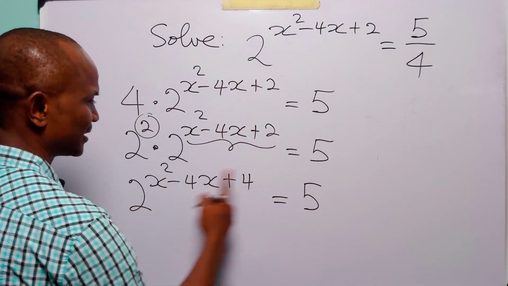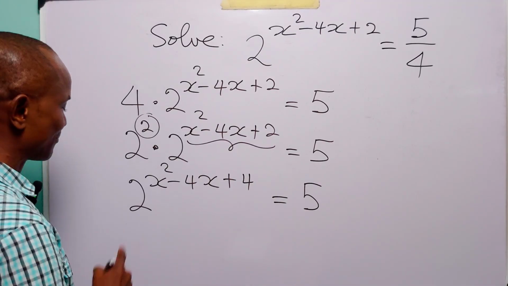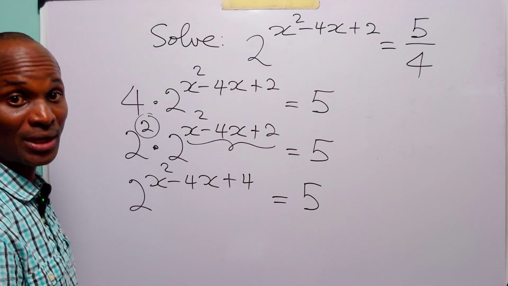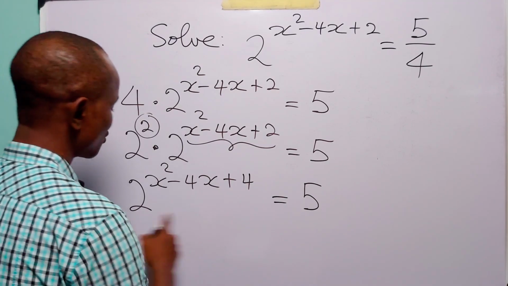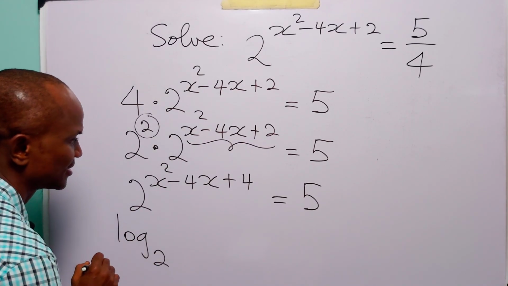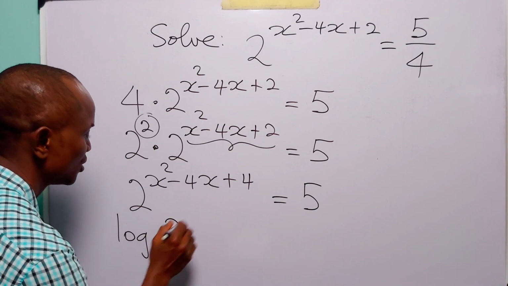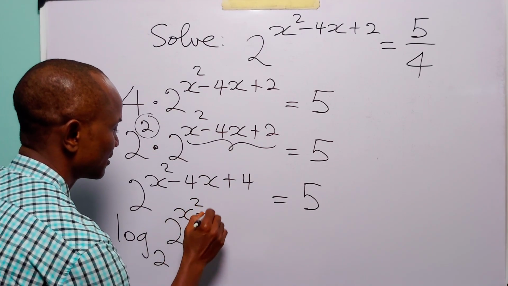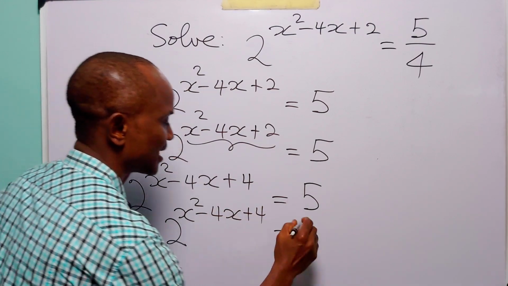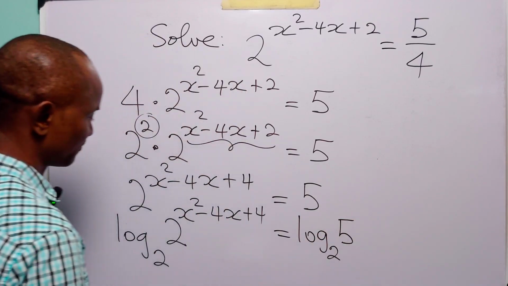Now at this point, the next thing we are going to do is to take log of both sides of the equation. Since this is in base 2, it would be wise for us to continue working in base 2. So we take log to base 2 of both sides of the equation. On the left hand side, we have log to base 2 of 2 to the power x squared minus 4x plus 4, and on the right hand side, we have log to base 2 of 5.